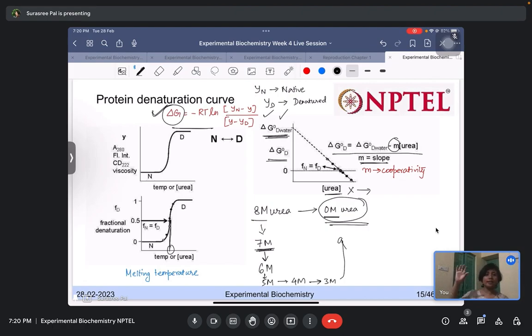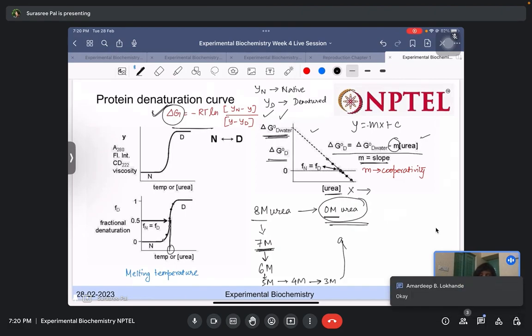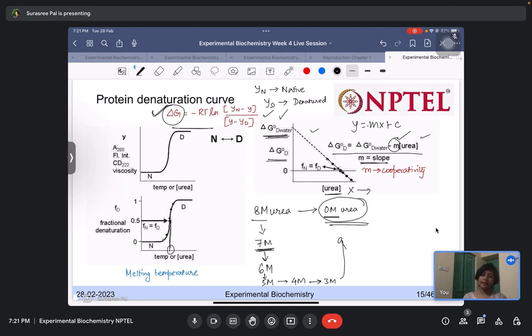Now you plot these delta G values with respect to the urea concentration on the x-axis and the delta G values on the y-axis, right? When you plot this graph, you can see that a linear graph forms, and therefore you can put the equation that delta G of denaturation will be equal to delta G of denaturation in water minus m into concentration of urea, right? Because it's a linear equation, it takes the form y equals mx plus c, or minus mx plus c, right? So m is actually the slope of the graph, and from this m you can have an idea of the cooperativity of the protein denaturation.